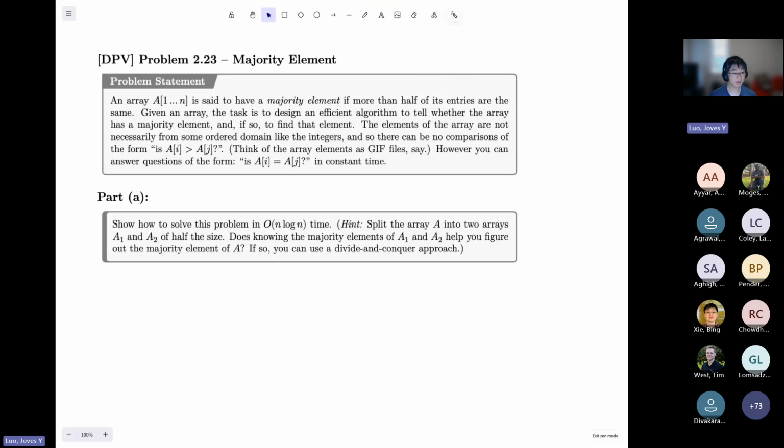(2.23) Majority element. An array A of 1 to n is said to have a majority element if more than half of its entries are the same. Given an array, the task is to design an efficient algorithm to tell whether the array has a majority element, and if so, to find the element.